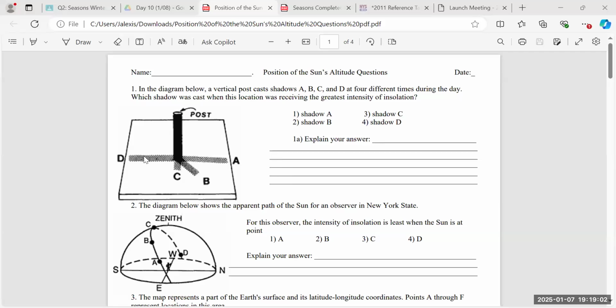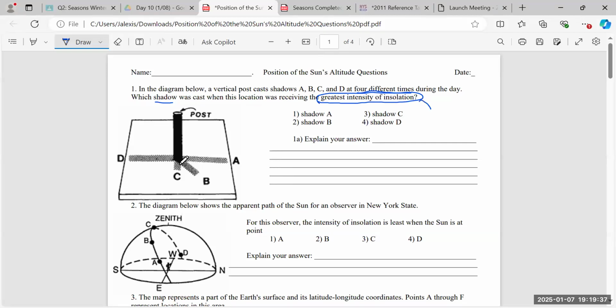All right, everybody. So we're going to start with the position of the sun's altitude questions, number one. Number one says, in the diagram below, a vertical post casts shadows A, B, C, and D at four different times during the day. Which shadow was cast when this location was receiving the greatest intensity of insolation?